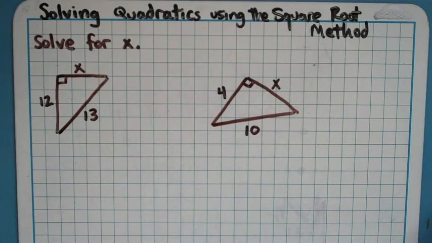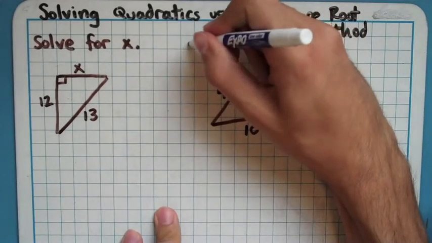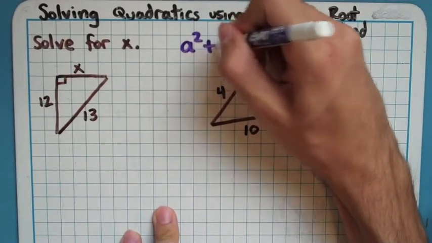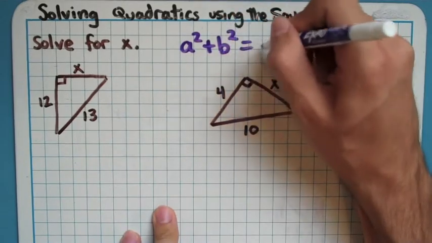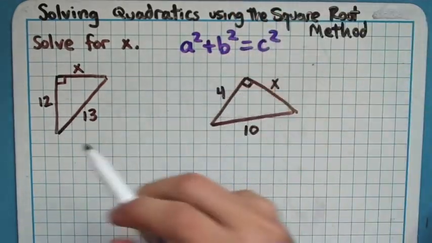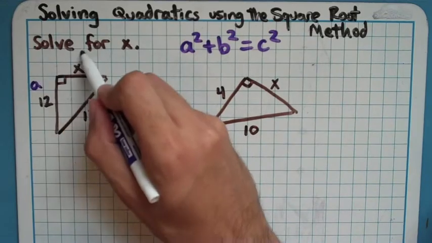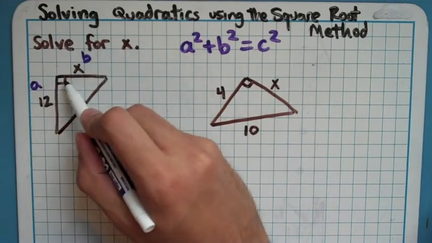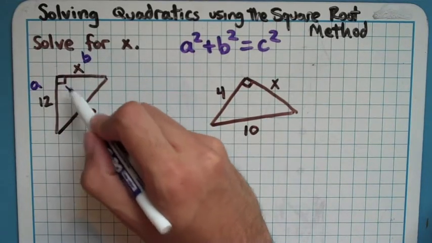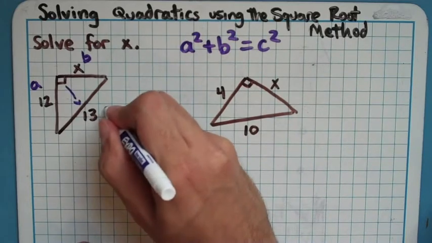Now, as you hopefully remember, probably the most important thing you did in all of geometry, most famous theorem, maybe of all time, the Pythagorean theorem says if you have a right triangle, a squared plus b squared equals c squared. A and b are the legs of your triangle. Doesn't matter which is which, but c has to be your hypotenuse. The hypotenuse is the side opposite the right angle.